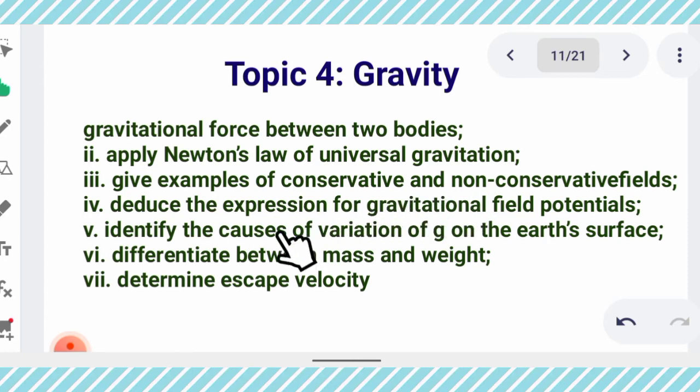Then here you have to give the examples of conservative and non-conservative fields. They are very simple. Deduce the expression for gravitational field potentials. Identify the cause of variation of G on the Earth's surface. Then differentiate between mass and weight. We have done that. Determine escape velocity. The formula for escape velocity, VE, is equal to the square root of 2GM over R, or the square root of 2gR. I think it's something like that.